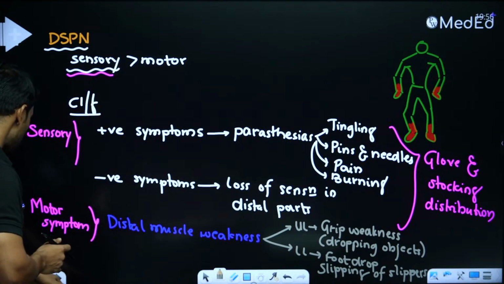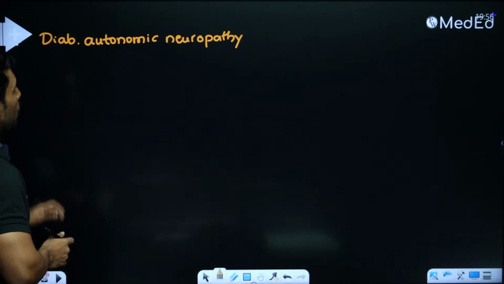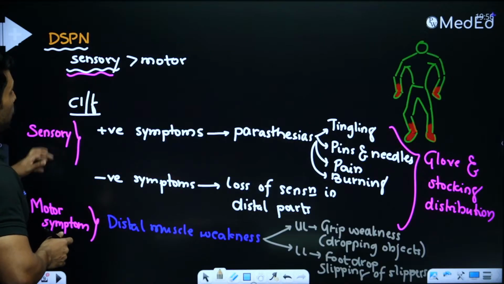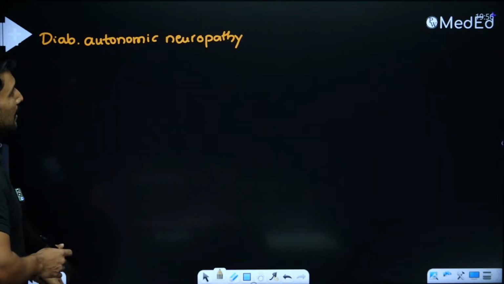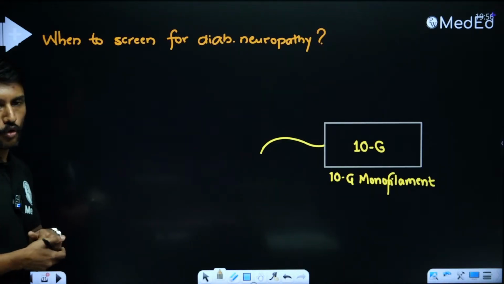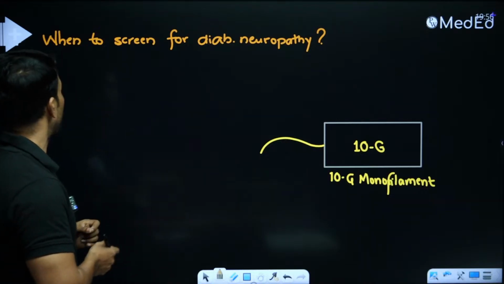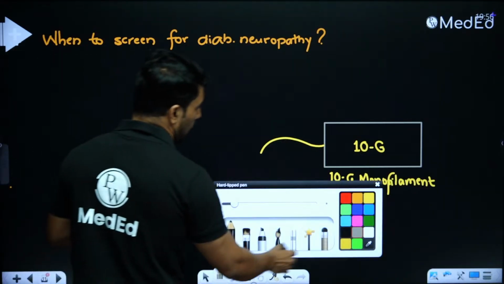Okay. Now, how do I screen for these patients? How do I screen for diabetic neuropathy? When and how to screen.